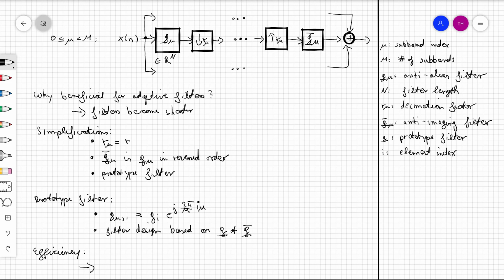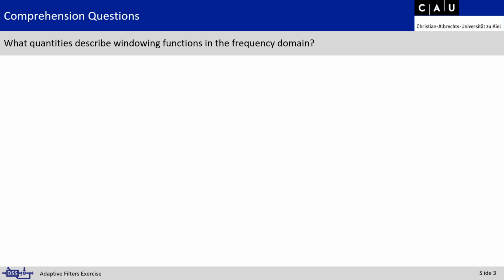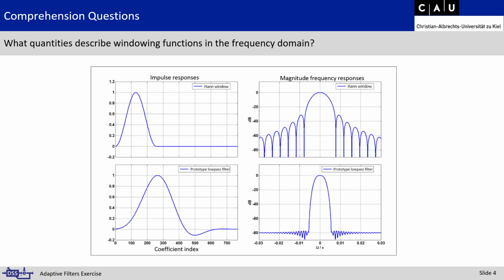That was the DFT modulated polyphase implementation. And what this is, we will see in the comprehension questions, and we will actually also work with this in our Python demo. So this was the quick review. Let's move on to the two comprehension questions I have for you. The first question is, what quantities describe windowing functions in the frequency domain? And for this, I want to look at a picture from the lecture.